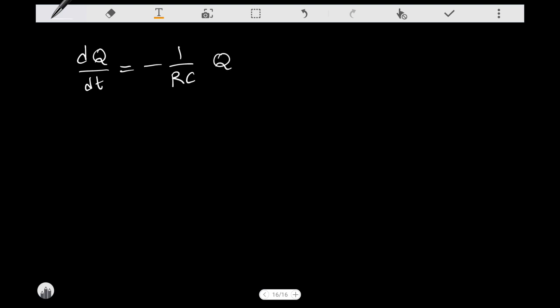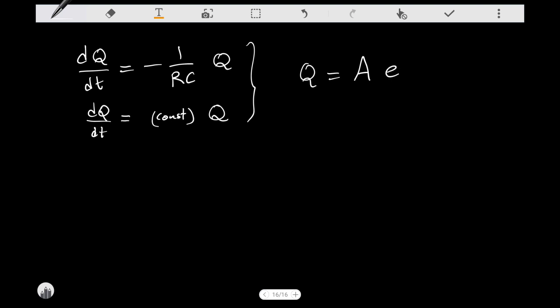All right, that's the usual exponential function differential equation. We have a function whose derivative is a constant times the function itself. Therefore, it has a solution: Q is equal to some arbitrary constant times e to the given constant times t. So we have t divided by RC in here.